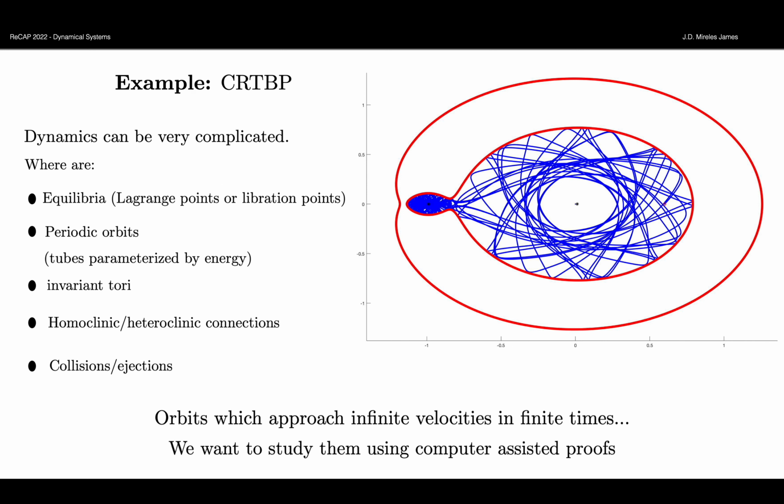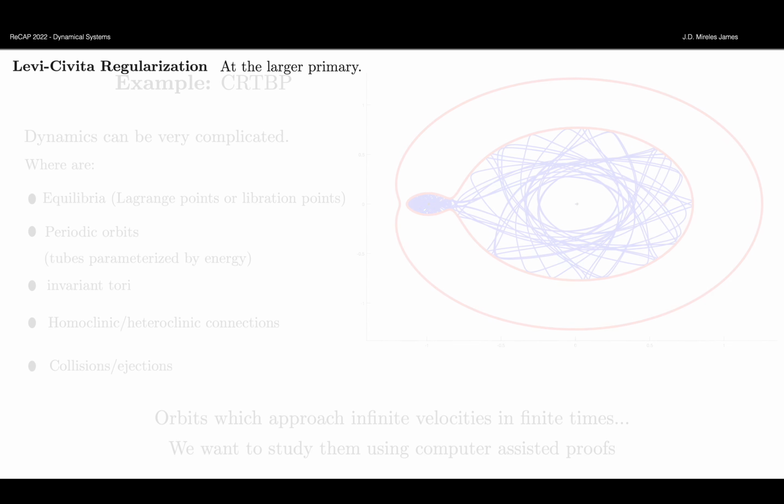Initially it may seem unclear how you would do computer-assisted proofs involving orbits where this vector field stops making sense, precisely approaching the singularities of this vector field. Well, there's a classical technique that allows you to do this, though what we use in this work is Levi-Civita regularization.